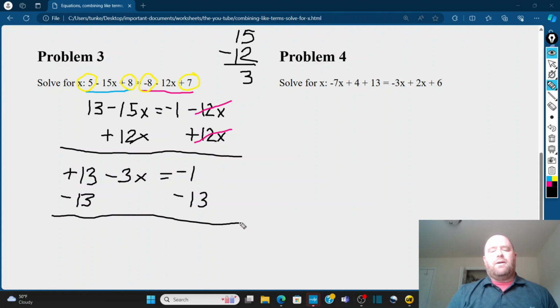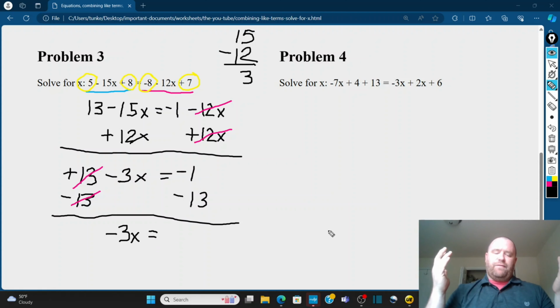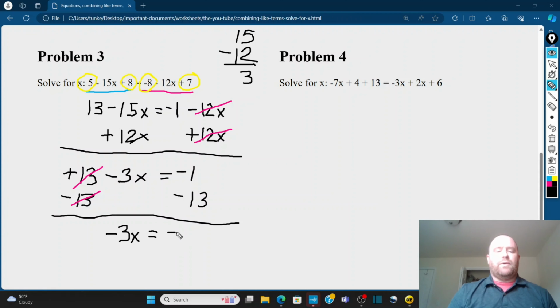Okay. On the left-hand side, these are going to cancel. And then we just have minus 3x. On the right-hand side, we've got negative 1, or 1 plus 13 will make it negative, so that's going to be 14. It's going to be negative 14.